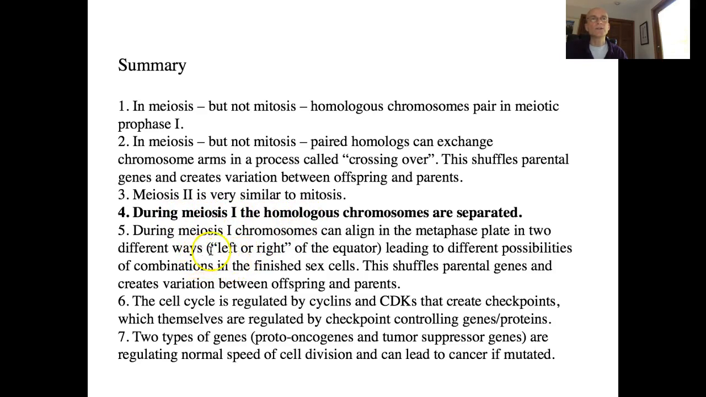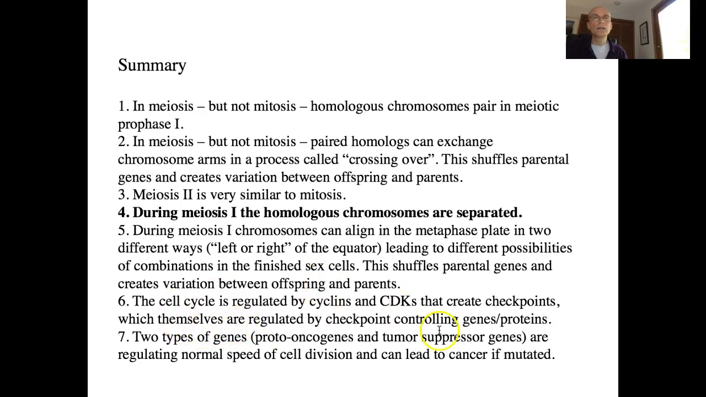Then we said that during meiosis 1, chromosomes can align in the metaphase plate in two different ways. We had the left or right of the equator example, where you have the two red ones on the left and the two blue ones on the right, or you have one left that's blue and one left that's red. And so therefore you have the variability just by the way that the chromosomes, without any crossing over, can align in different ways and can therefore create some variability. So that leads to different possibilities of combinations in the finished sex cells.